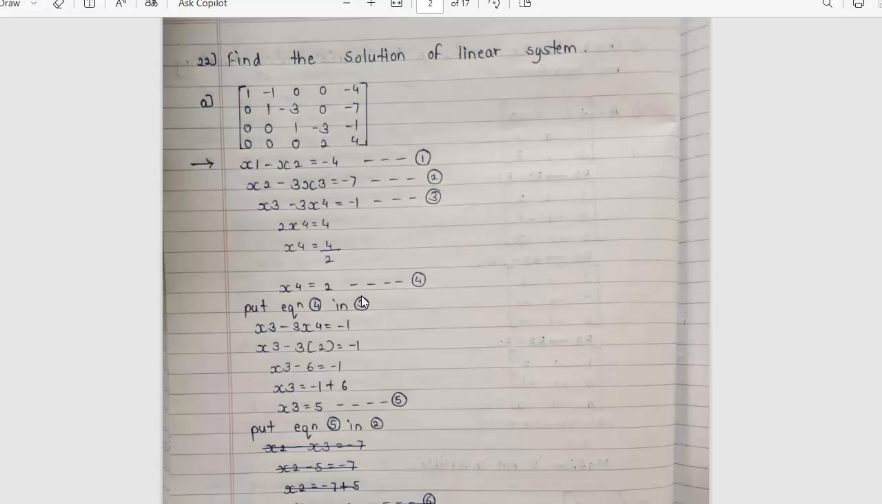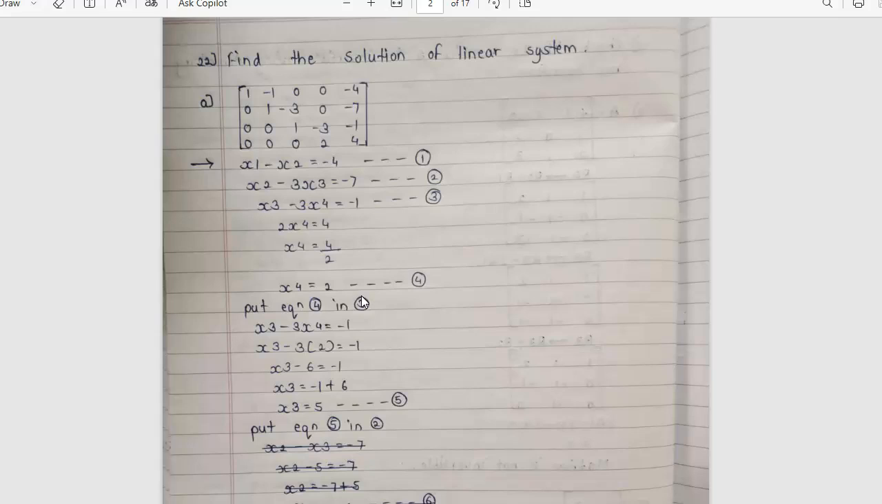So first we have to write the equation form. First one, x1 minus x2 is equal to minus 4, that is equation number 1. Second one, x2 minus 3 times x3 equal to minus 7. Third one, x3 minus 3 times x4 is equal to minus 1. And the last equation, 2 times x4 is equal to 4. That implies x4 is equal to 4 divided by 2, that is 2. So the value of x4 is 2.